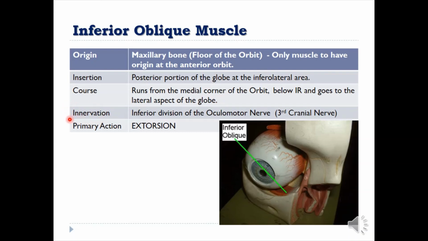Now, which nerve is controlling this muscle? You see, the oculomotor nerve is coming again. So the oculomotor nerve is controlling the inferior oblique also. Do you remember the other three muscles controlled by the oculomotor? One was superior rectus, second inferior rectus, third medial rectus. And the fourth muscle from the oculomotor nerve is the inferior oblique muscle. What is its action? The action is extorsion. Extorsion is nothing but rotating the eyeball towards the outside.